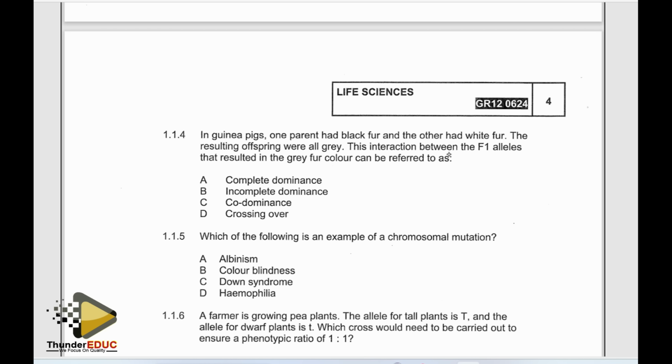So they're saying that in the guinea pigs, did you know that these are not pigs? These are rats. All right. Guinea pig, one parent had black fur, and another one had white fur. Then the resulting offspring was gray. The moment you have black, and then white, and then you produce gray, then automatically it is an intermediate. Therefore, we say it is incomplete dominance. You understand? If I had a mixture of black and white, then it would have been codominance. So in this case, it is incomplete dominance.